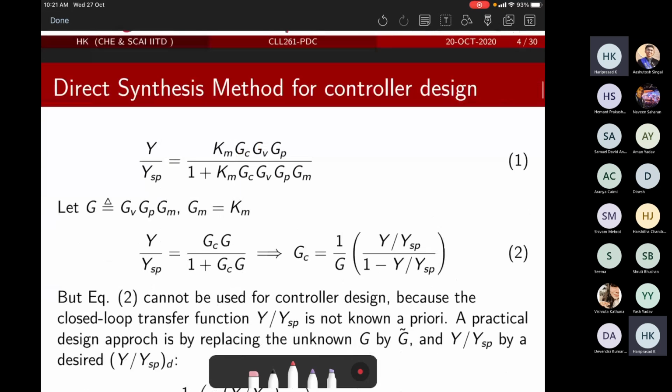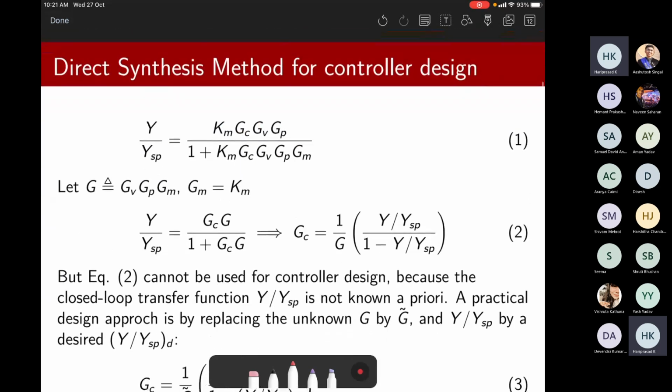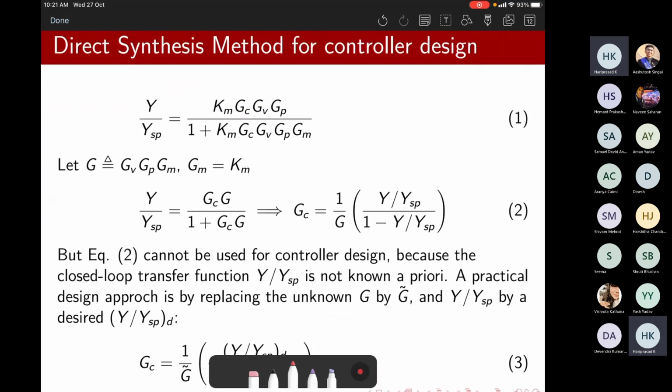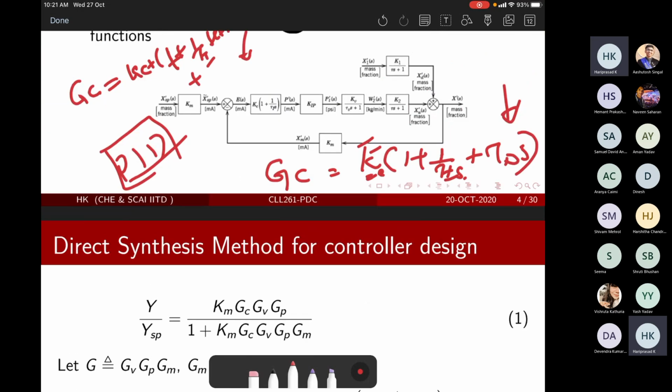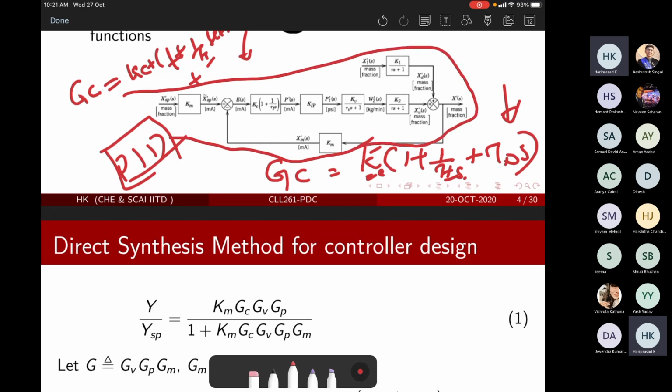Okay, so now what is the philosophy of direct synthesis? Direct synthesis is probably one of the simplest, and it works based on one of the simplest logics. You know all this, so I am not going to repeat this exercise. You know how to get the closed loop transfer function.